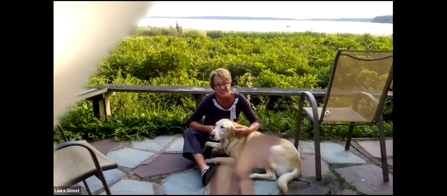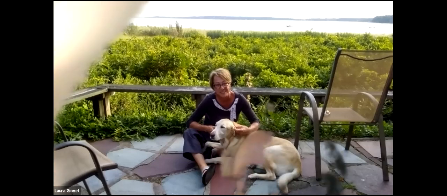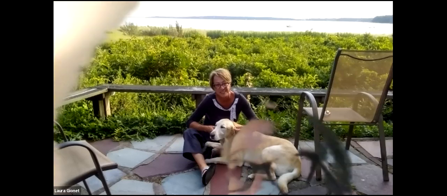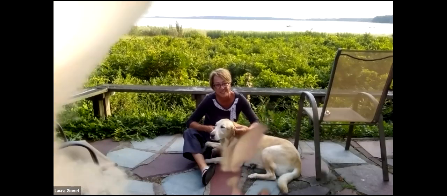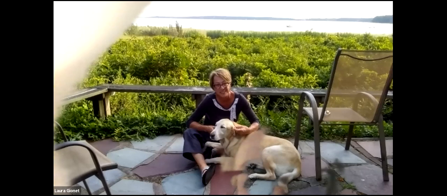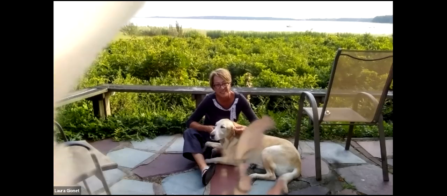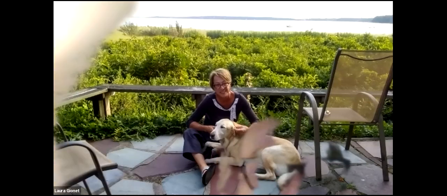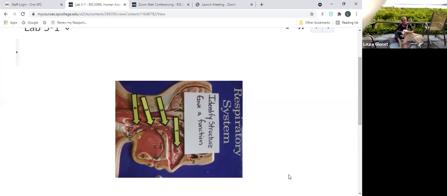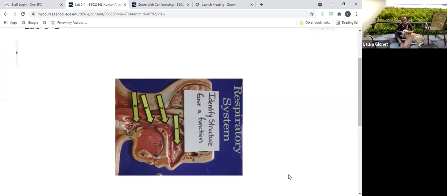All right, so we're going to go to the lab 5-1 image, and let me change my share. Okay, here it is. All right, so this is one of those cookie sheet models, I call them.